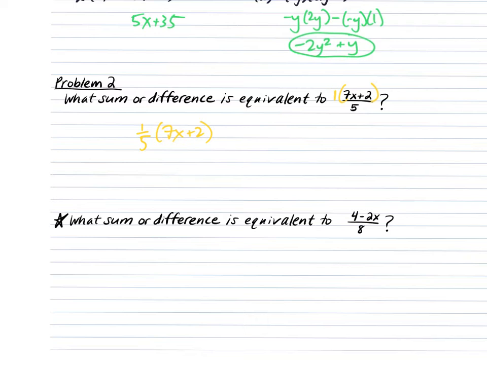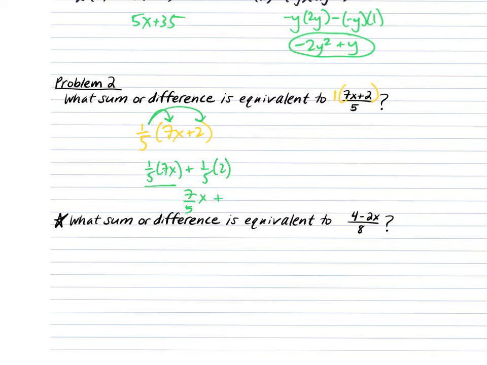Oh, sorry, that's not all it's asking, right? This is not a sum or a difference. This is still a distributive property. Then we're going to finish it off with the distributive property. Sorry about that. 1/5 times 7x, and then our plus, and then 1/5 times 2. And then this becomes 7 over 5x, right? Because 1 times 7 is 7, and then over 5, and then pull out your x.